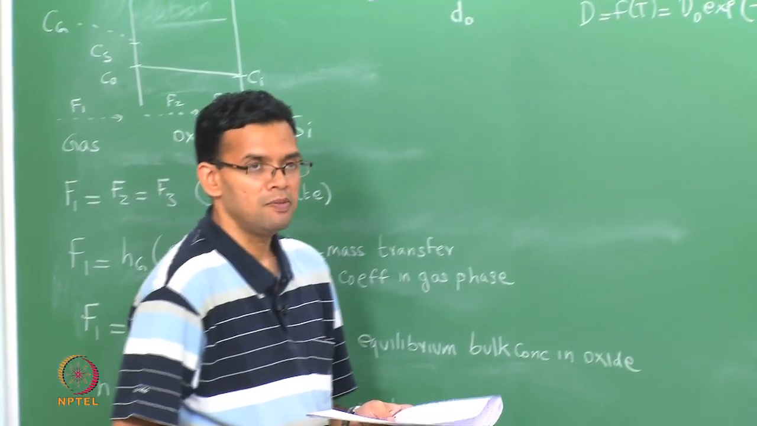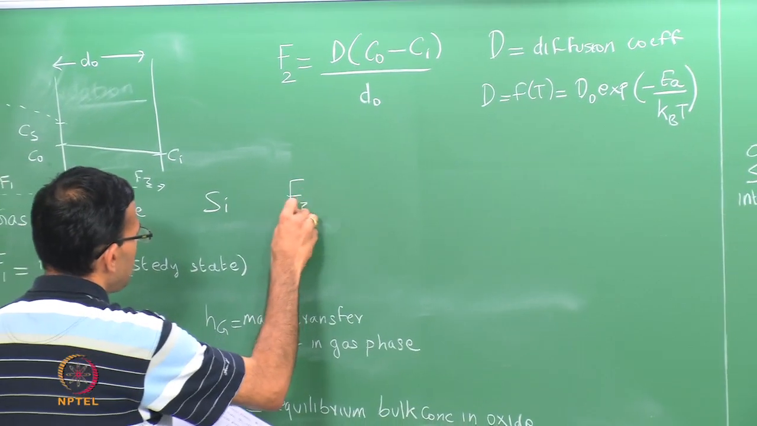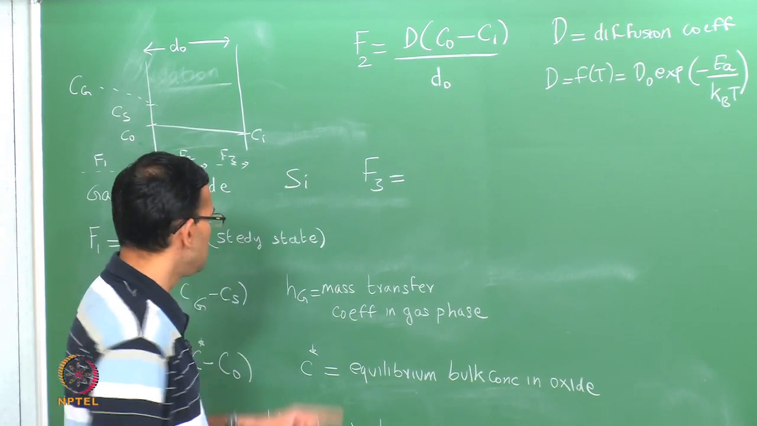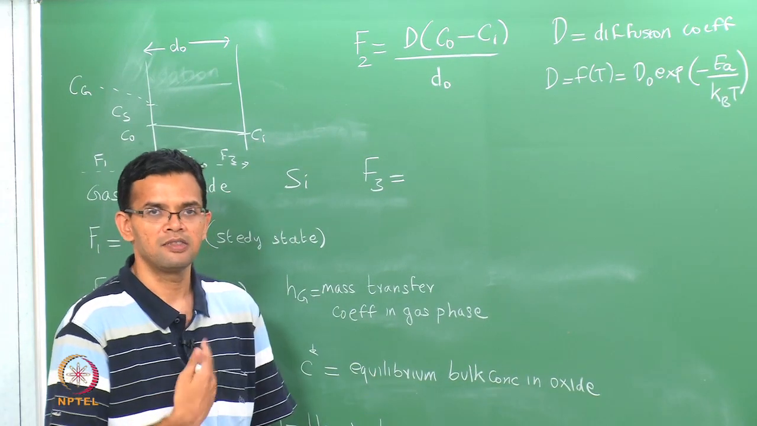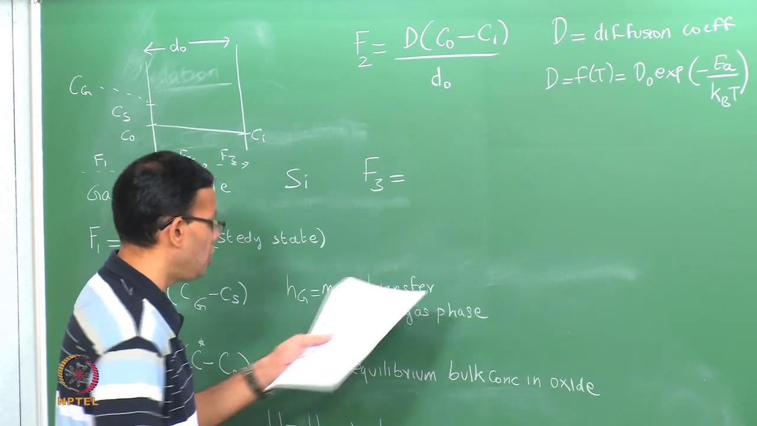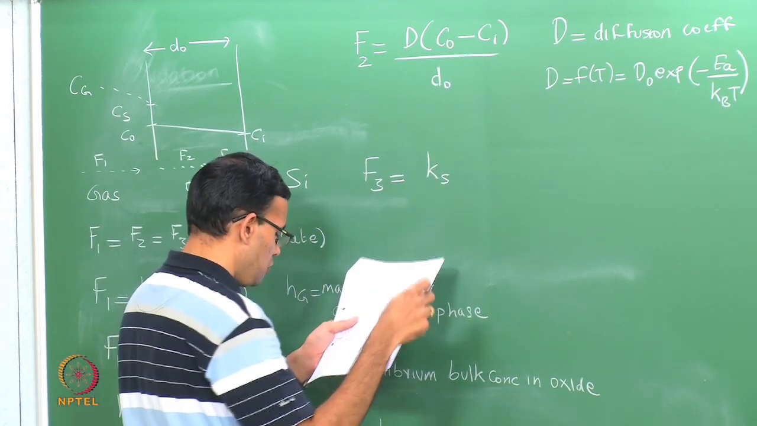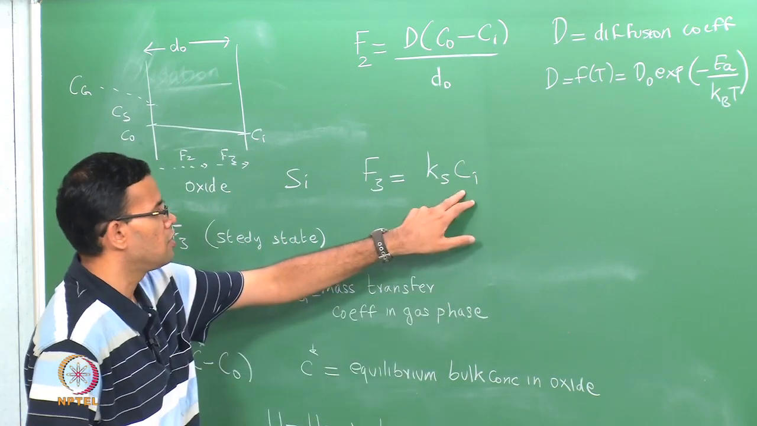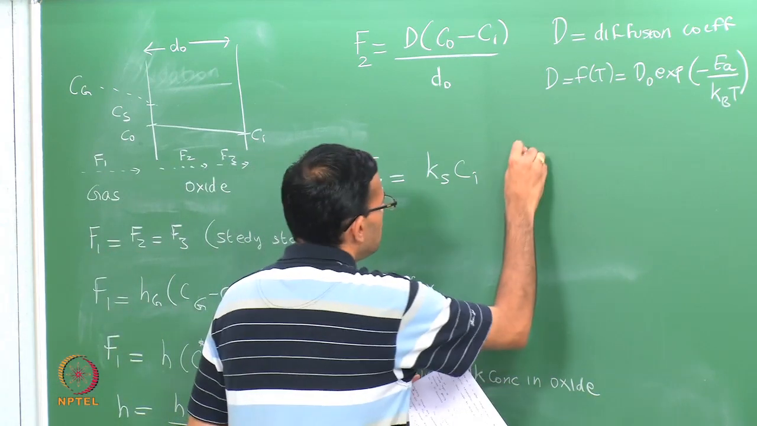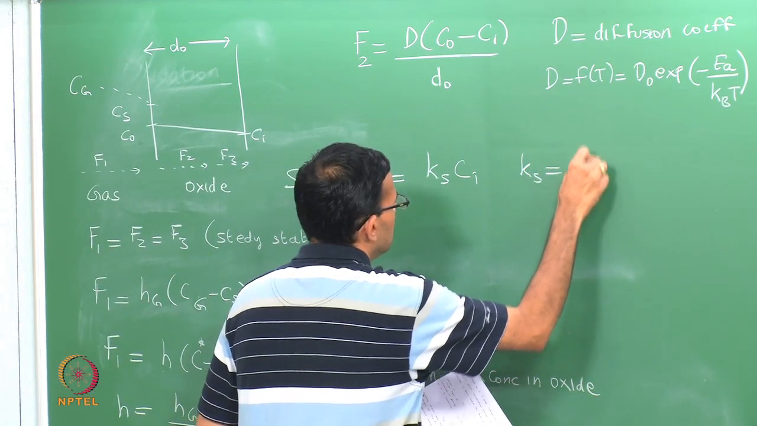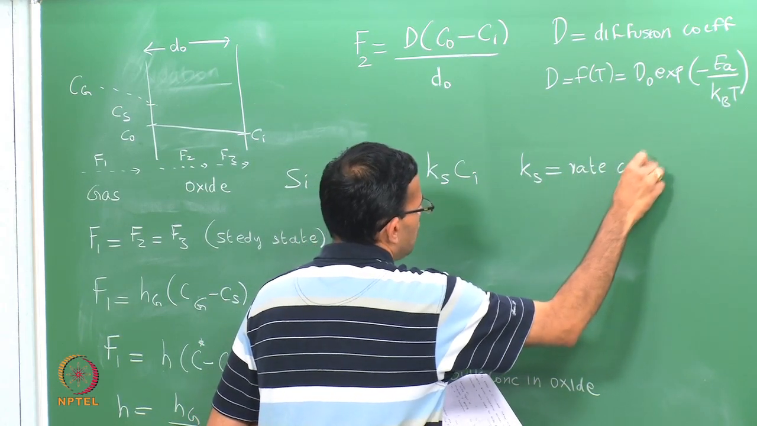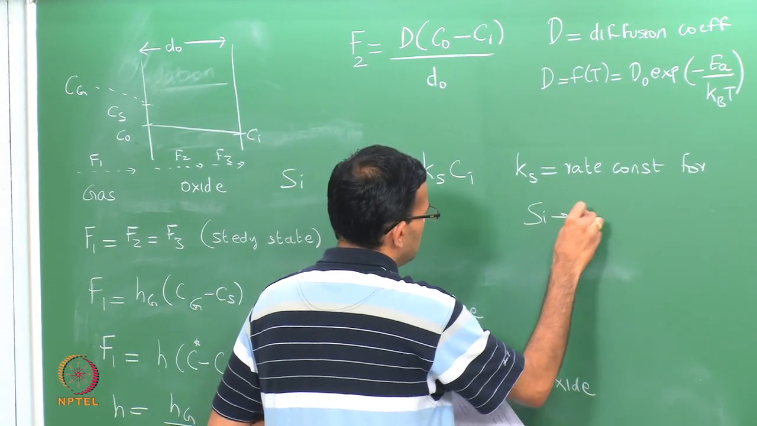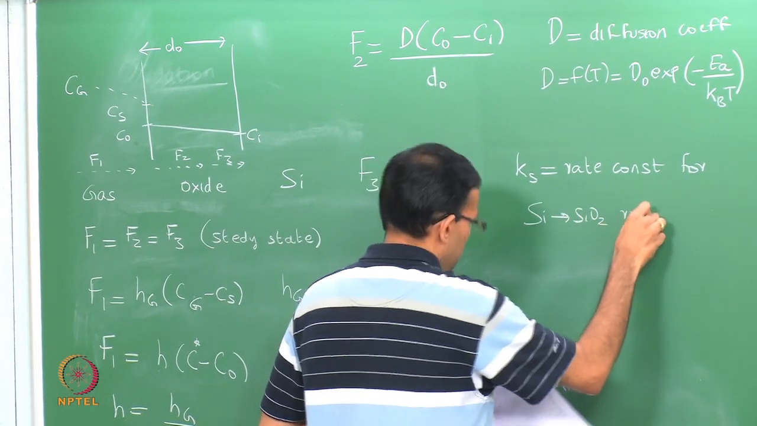The last flux term is F3. F3 is related to the rate of oxide formation. So, it is the rate at which silicon reacts with your diffusing species to form the oxide. And F3 is usually written as some rate constant Ks times the concentration at the interface. So, Ks is the rate constant for the silicon dioxide reaction.